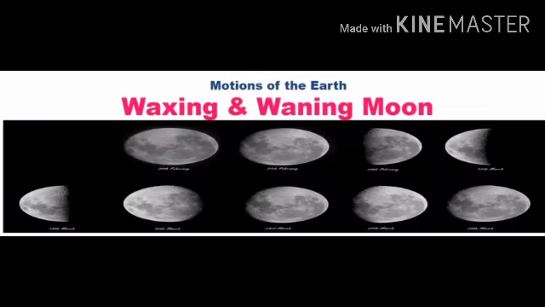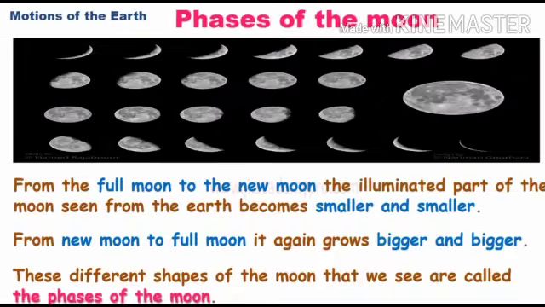Motions of the earth, waxing and waning of the moon. Phases of the moon. From the full moon to the new moon, the illuminated part of the moon seen from the earth becomes smaller and smaller. From the new moon to full moon, it again grows bigger and bigger. These different shapes of the moon that we see are called the phases of the moon.